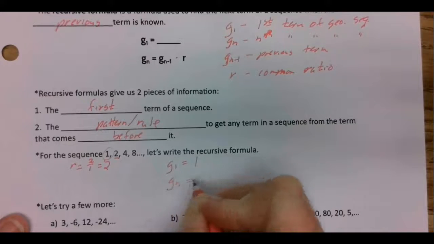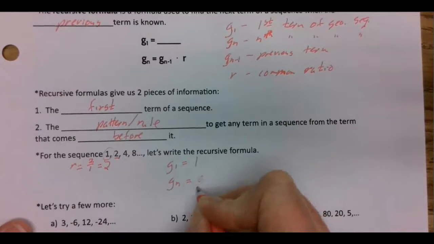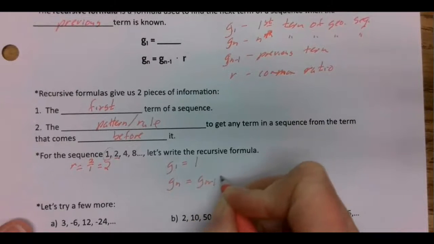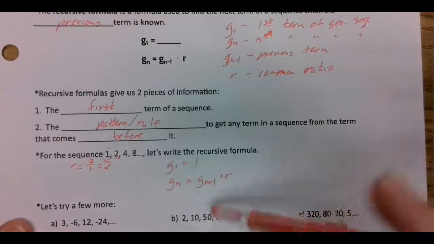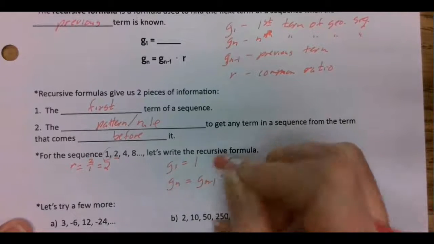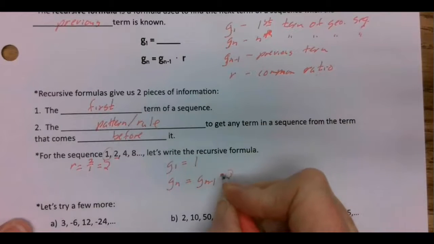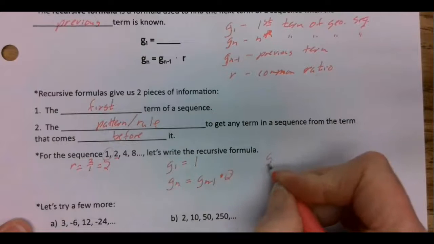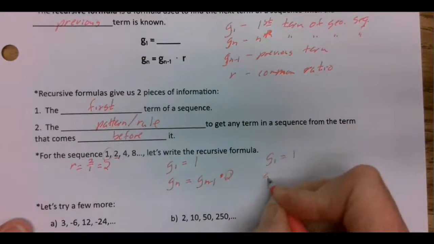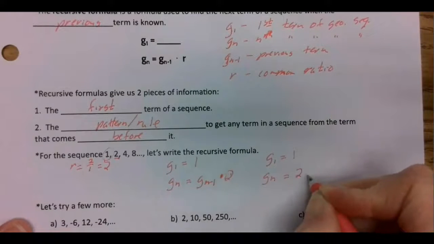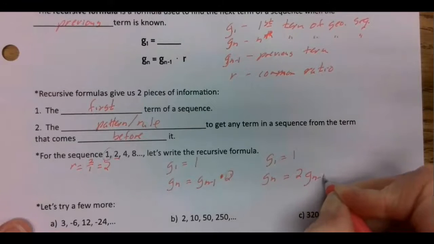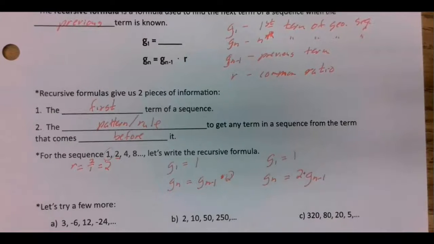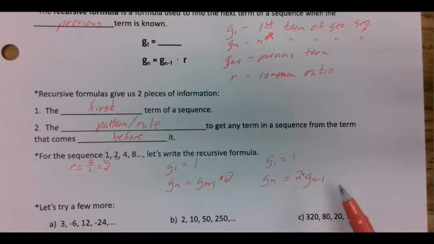G sub n is equal to the previous term, G sub n minus 1, times the ratio, which is 2. Now, sometimes we will write this in a different order. So G sub 1 is equal to 1. That's the same. But G sub n, a lot of times we will write the number and then G sub n minus 1, meaning that we're multiplying right there. But we have to have that number in front in order to make sense. This is a subscript, remember.